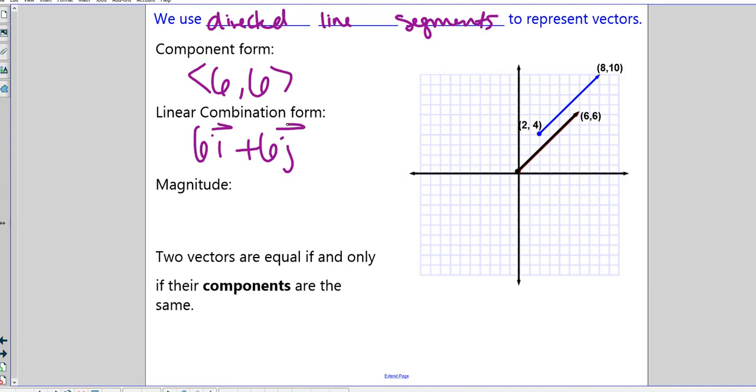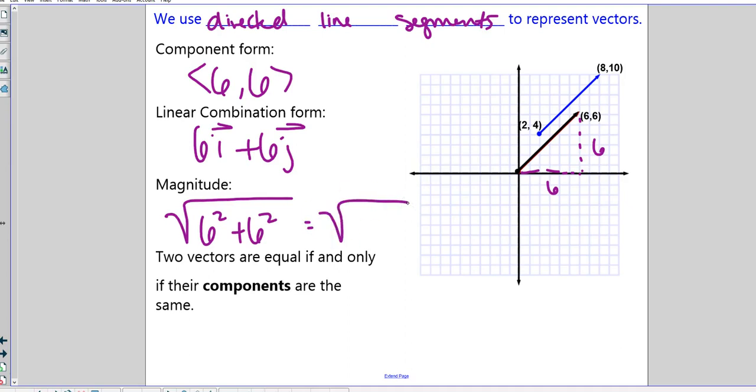All right. Now, we also need the magnitude. Okay, so magnitude is how long that vector is. Well, how would I find the length of this black directed line segment? Yeah, absolutely. Think about it. I've gone to the right 6 and up 6, right? So distance formula tells me I would do square root of 6 squared plus 6 squared. So square root of 36 plus 36, square root of 72. Okay, so just kind of some basics of vectors.